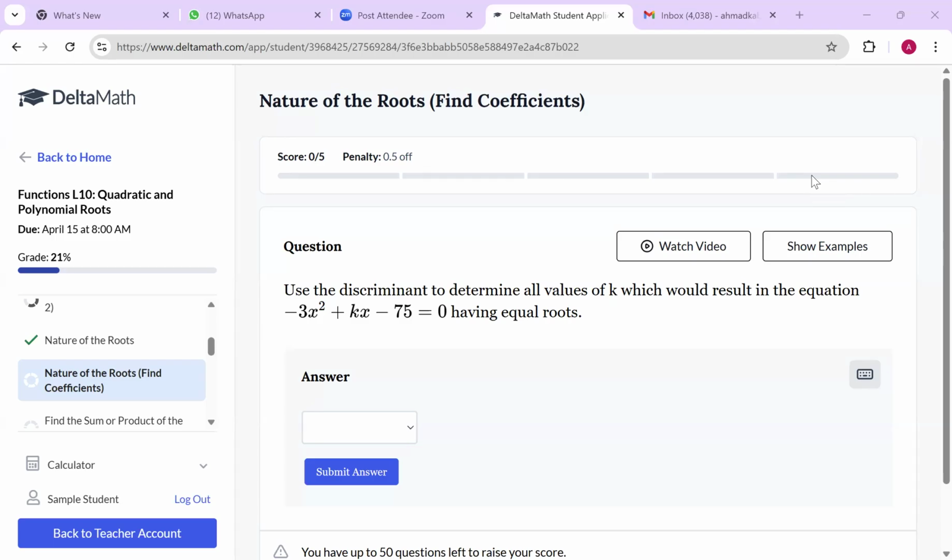Hello and welcome to this video in which we shall discuss the nature of the roots, finding coefficients.